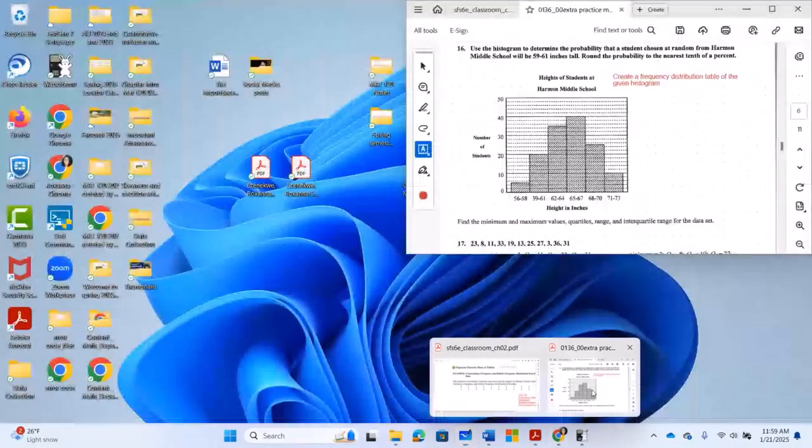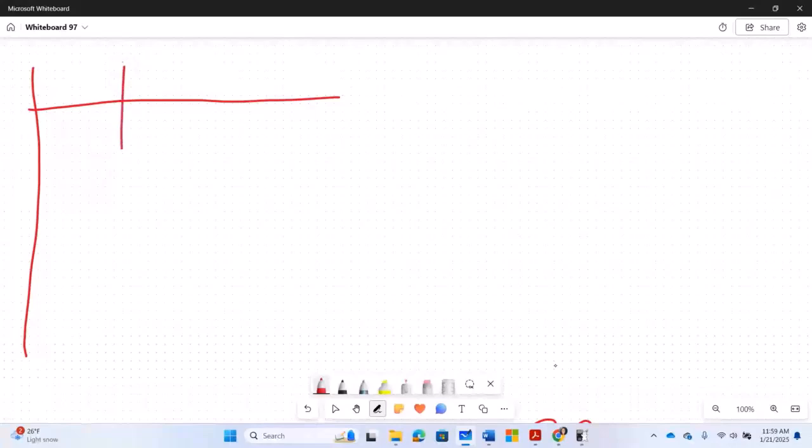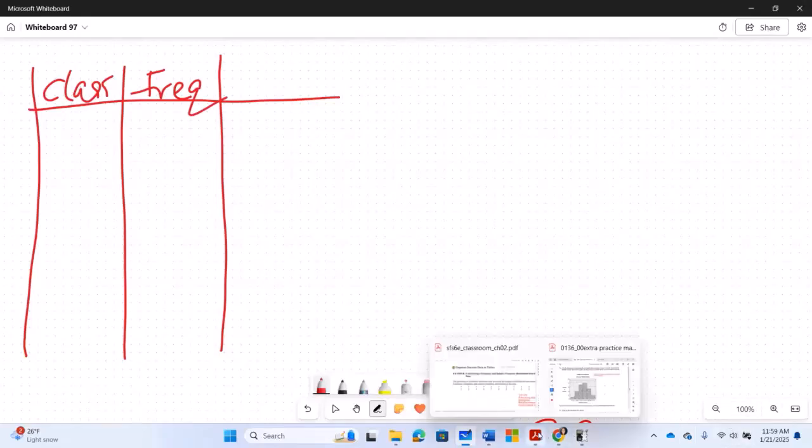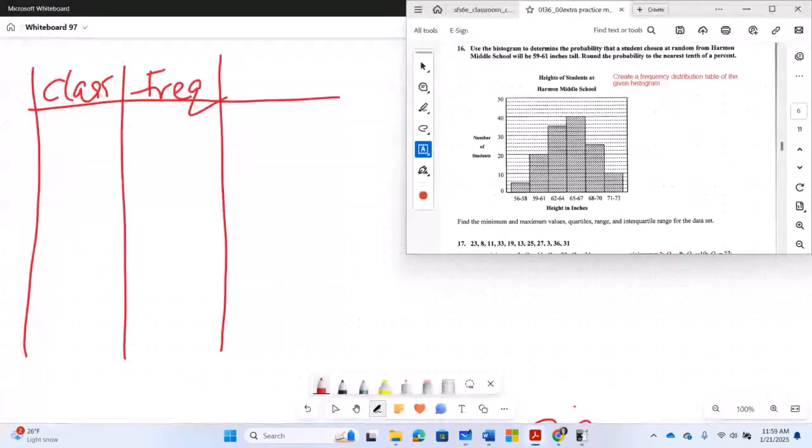Okay, so I will construct, first of all, forgive my crooked lines. All right, so I'll write class here, and I'll write frequency. These two columns are called the frequency distribution. Those two columns right there. But if you're told to include others, then you can do that. Okay, I will eyeball the horizontal axis, and I will see the classes also.